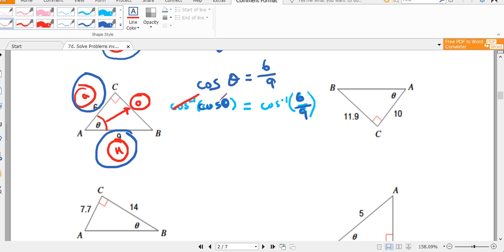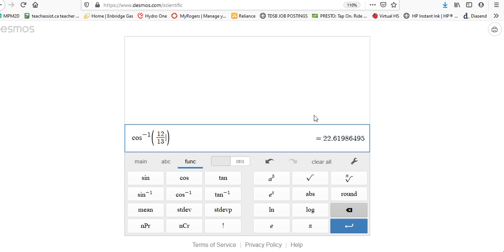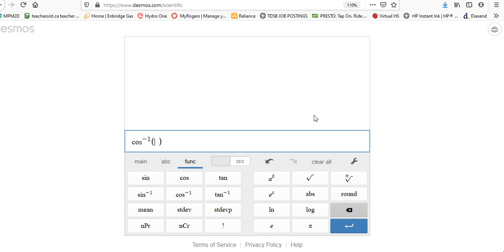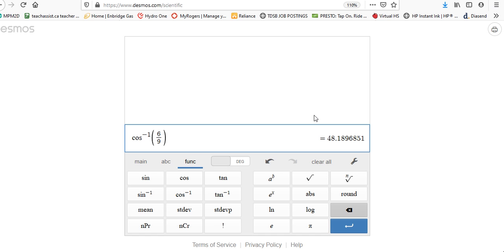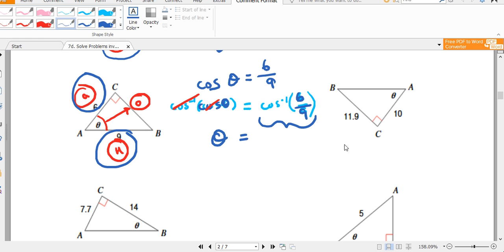Well then, the cos inverse will cancel out with the cos, which means our theta would just equal whatever this answer is. And I could just type that right into my calculator. Cos inverse of 6 over 9. And that will give me 48.19 degrees. Okay. Now, make sure your calculator is in degrees.